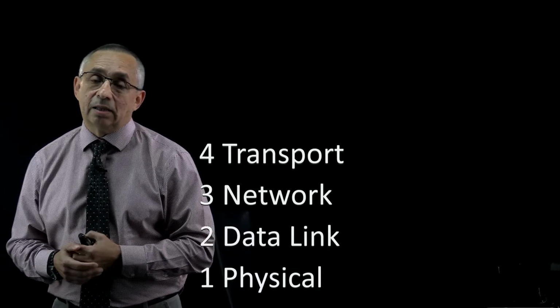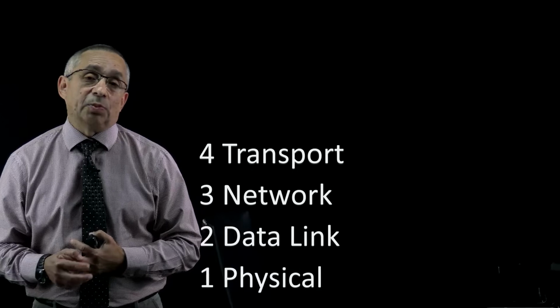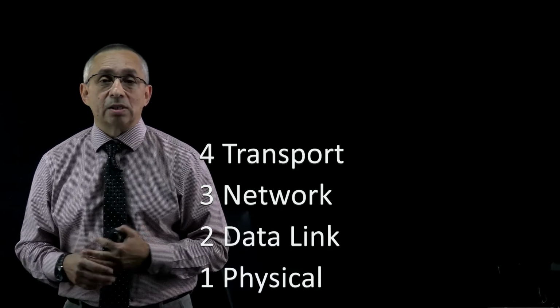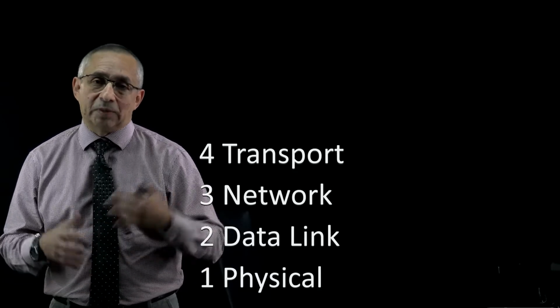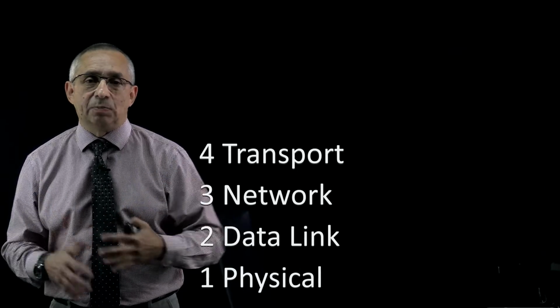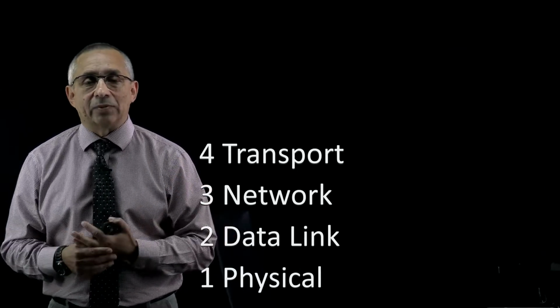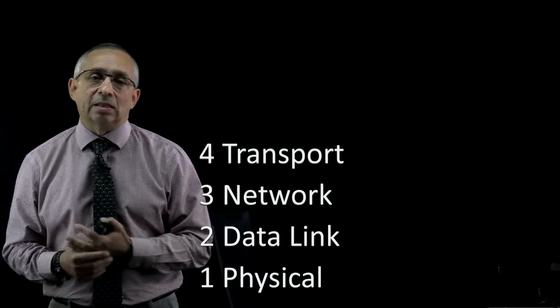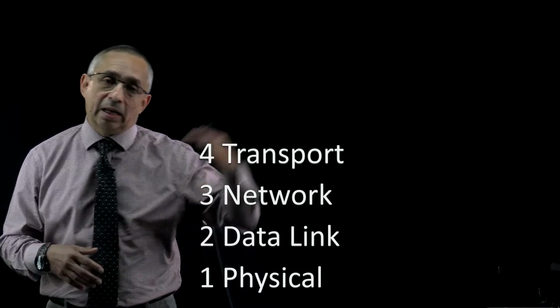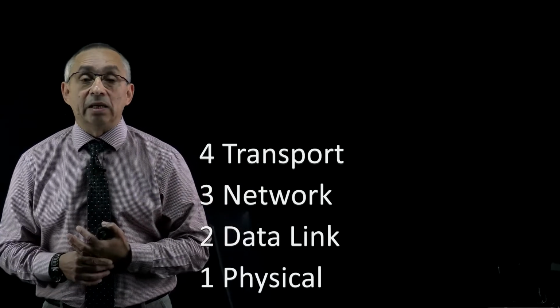The next layer, layer number 4, is called the transport layer. And the transport layer takes care of the transport of protocols like TCP and UDP. At this level, you're going to be seeing the source and destination port numbers. Like in HTTP, you use port 80, for example.